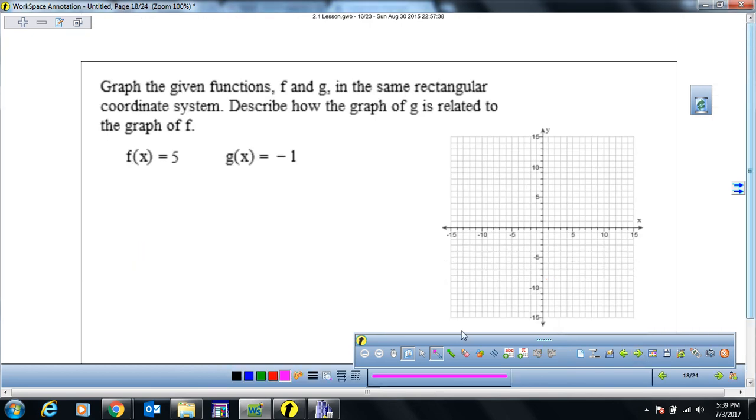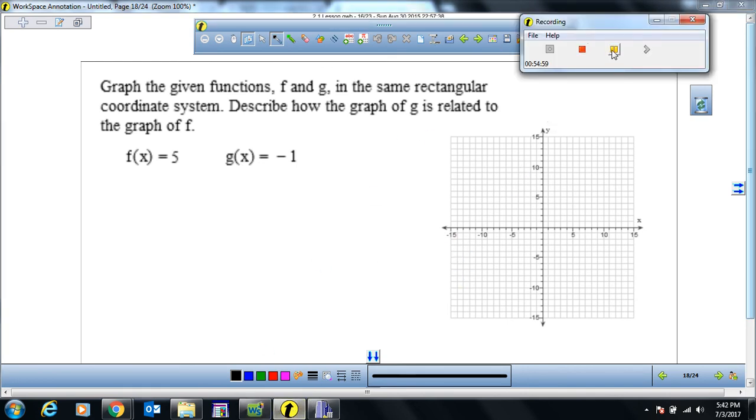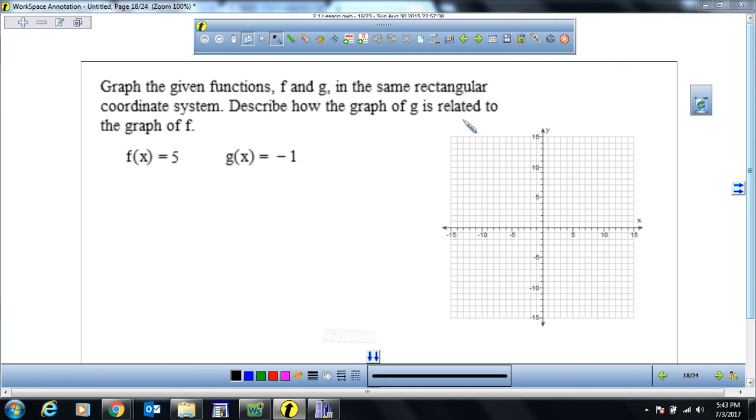The next one: graph the given functions f and g in the same rectangular coordinate system and describe how the graph of g is related to the graph of f. f of x equals 5 and g of x equals -1. On this function right here, just giving you a little idea, we don't really need to create a table, and let me show you why.